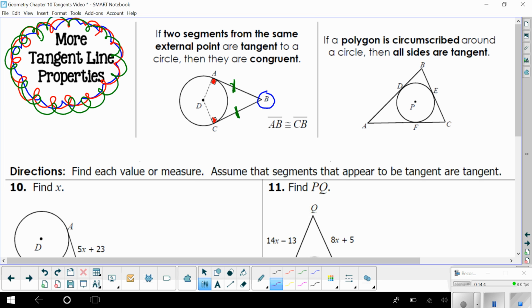Now, if a polygon, meaning this polygon, any type of polygon, is circumscribed around a circle, so it's around the circle, then all sides are tangent. So meaning they are tangent here. They hit the point of tangency. If you were to draw your radius out to the point of tangency, you would have a 90 degrees there. Okay, you would have a nice 90 degrees.